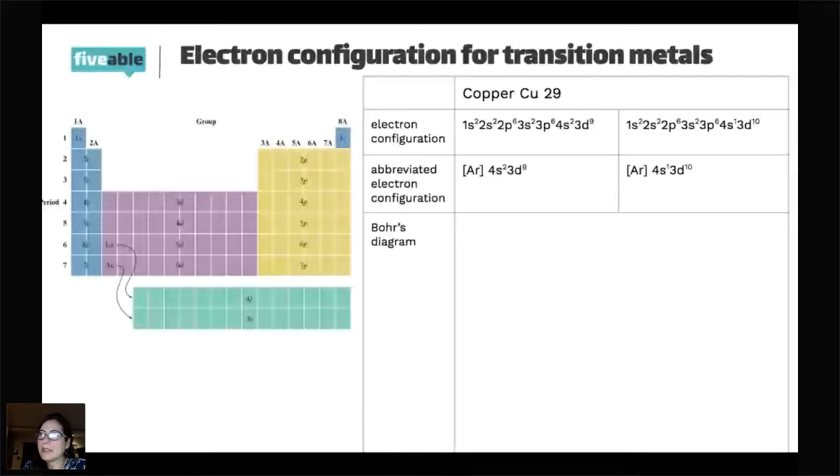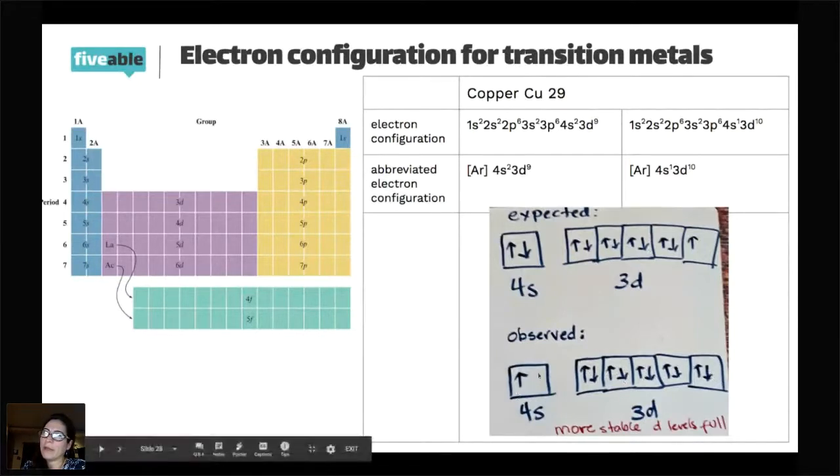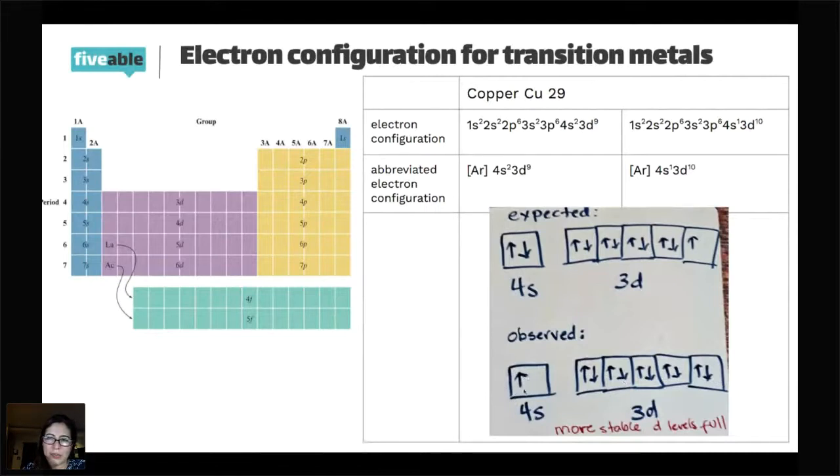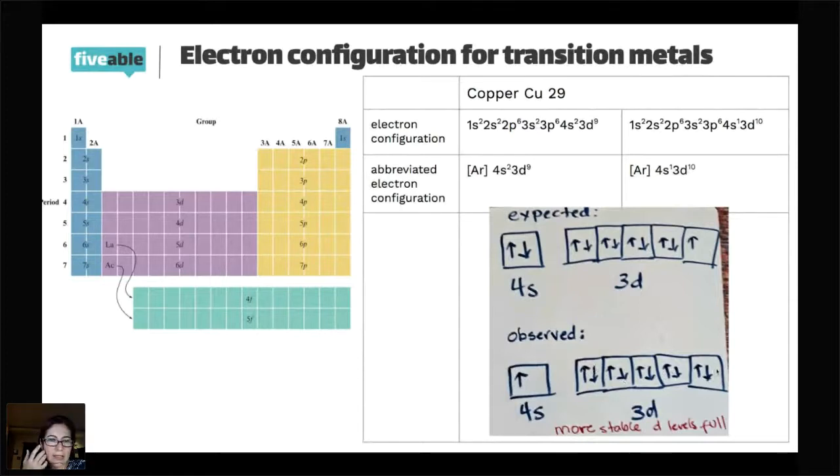The expected is the one above, where the 3d is incomplete. So the 3d is more stable if it's full, and then the 4s can be half full, and that's totally fine since this one needs less energy for the electron to be there. So in both cases, the answer will always be stability of the 3d orbitals, in which either half full or completely full are more stable than intermediate levels.